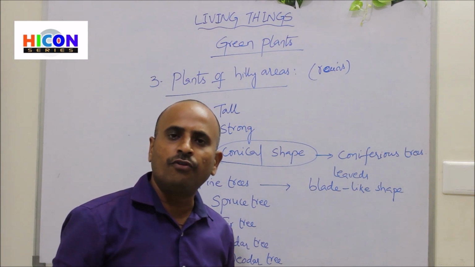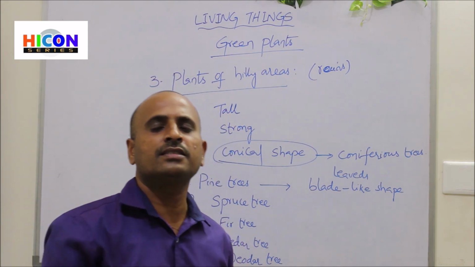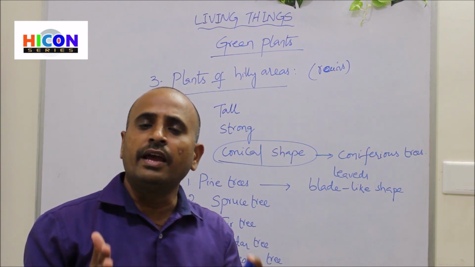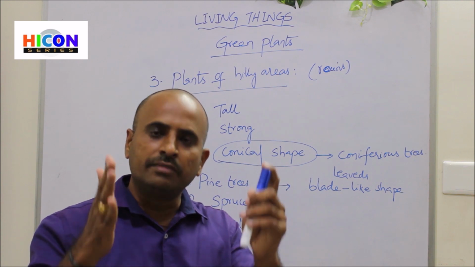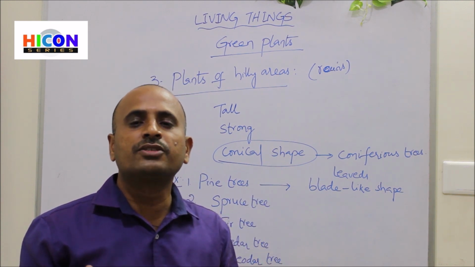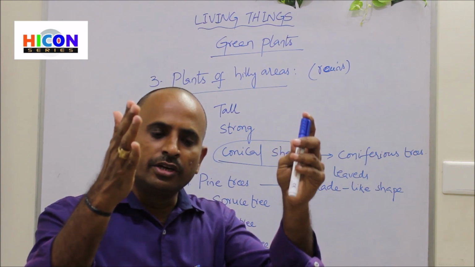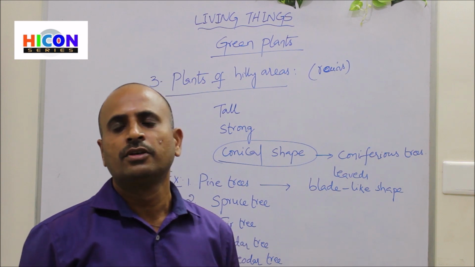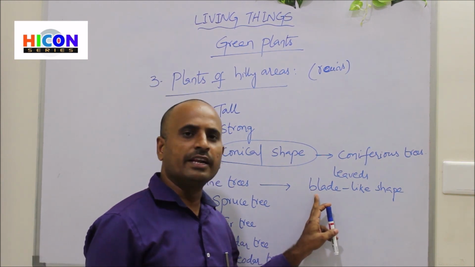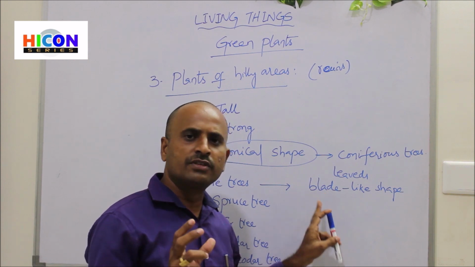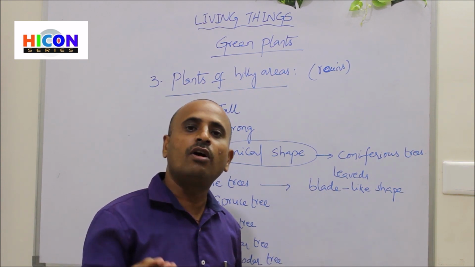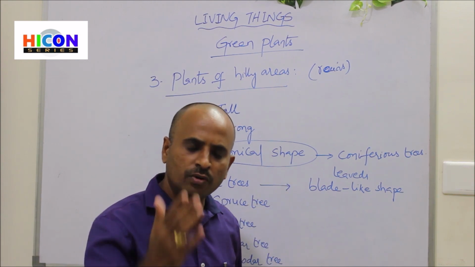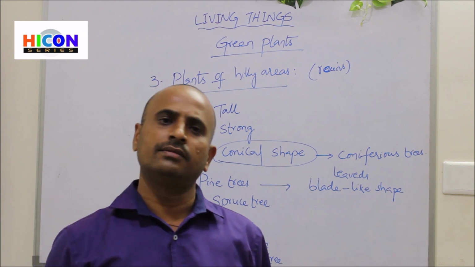And if the snow falls on these trees in those areas, they do not allow the snow to stay on them, and the snow will slide off easily to the bottom of the plant. Because the leaves are in blade-like shape, the leaves do not allow the snow to stay on them, and the snow will slide off easily and fall down at the bottom of the tree.